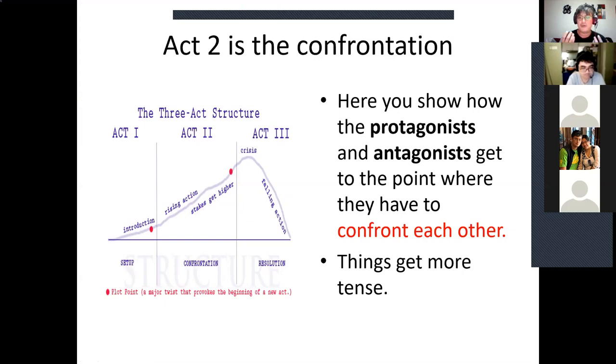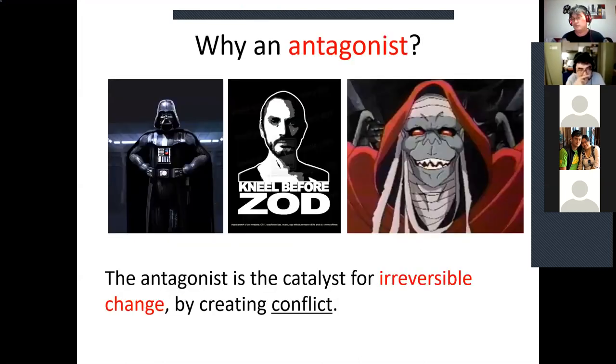This is where you amp up the tension. This is where you get conditional escalation, as it were, or reactionary escalation. The antagonist does something, the protagonist reacts, and then the antagonist reacts to that. Every step is change, is irreversible. So why an antagonist? The antagonist is essentially that catalyst for that irreversible change.